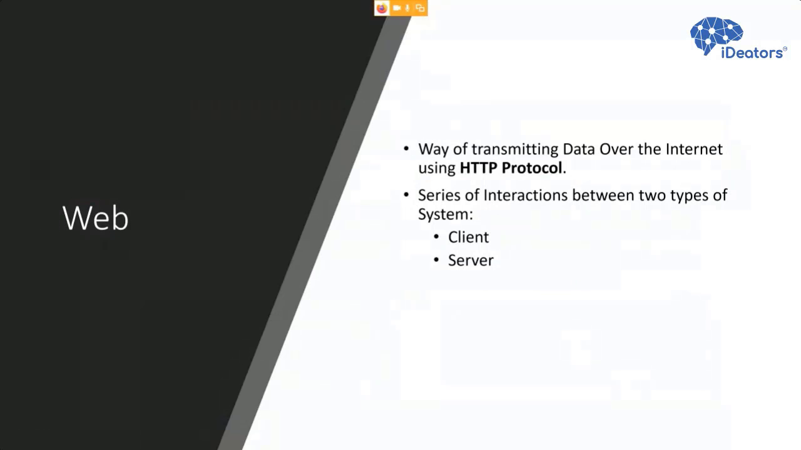So we all understand what is web. The web is a way of communicating and transmitting data over the internet using HTTP protocols. The HTTP protocol is the backbone of the web. We have to really understand what the HTTP protocol is to understand how the web works at the basic level. And the data is shared between two types of systems, recognized as client and server.